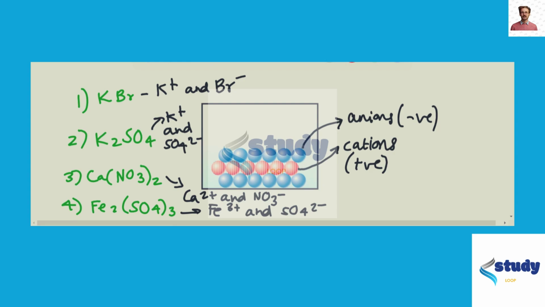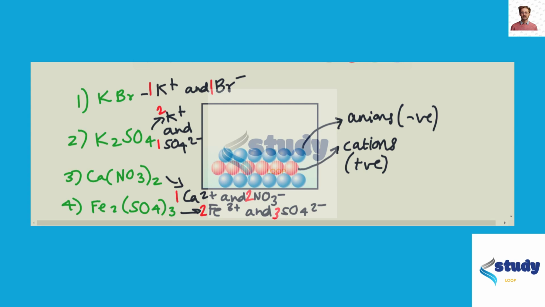We need to see that this is 1, this is 1, so it's a 1 to 1. There's 2 of this and 1 of this. There is 1 and 2. There's 2 and 3. So you must be asking yourself, why am I looking at the coefficients?